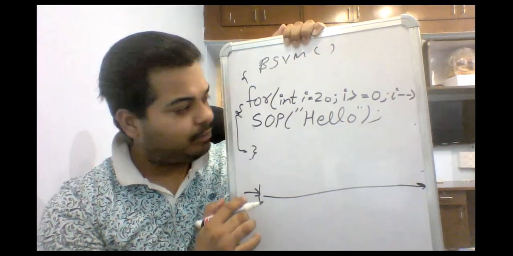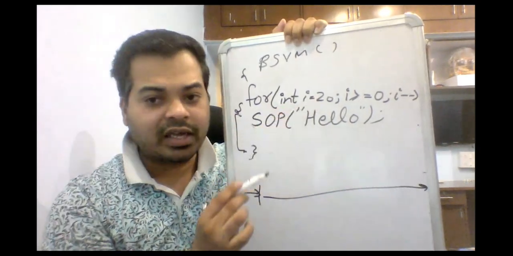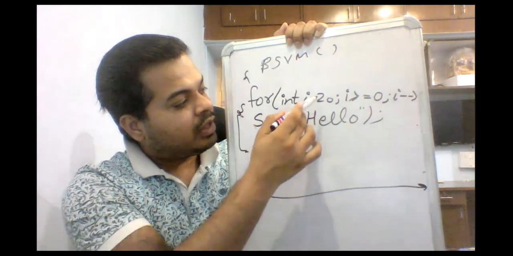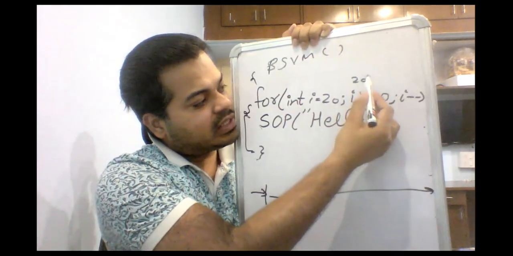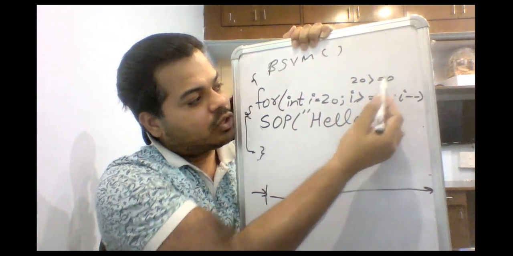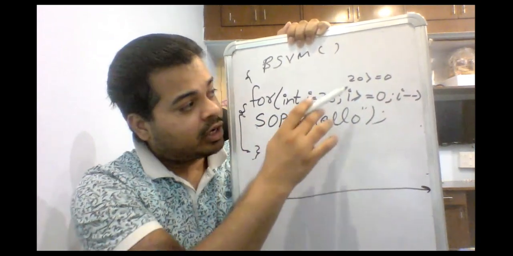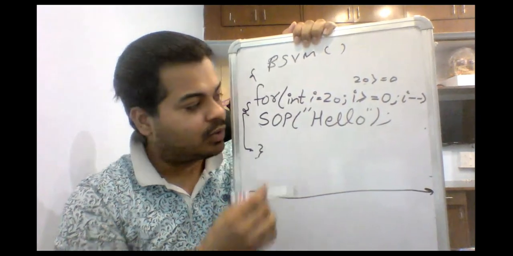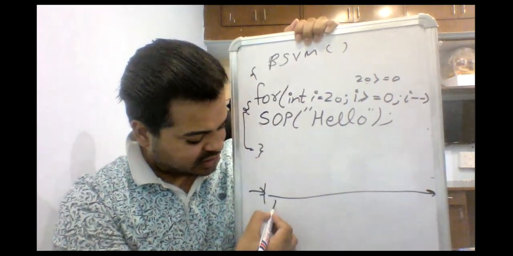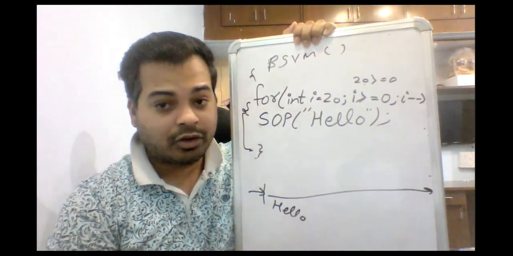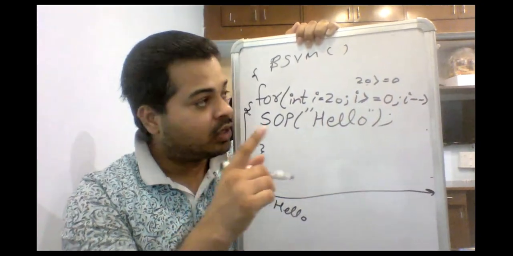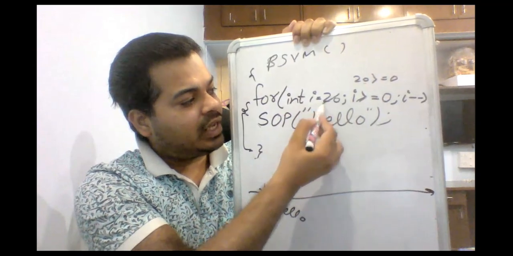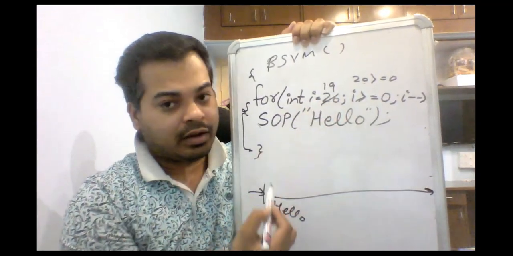The meaning is very simple. At the start the value of i is 20. It will check whether 20 is greater than or equal to 0 or not. We all know that 20 is greater than 0, so it will print hello for the very first time. We got the output. Then it will decrement the value of i by 1. Earlier the value of i was 20, now it is 19.